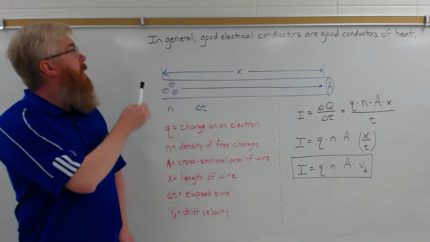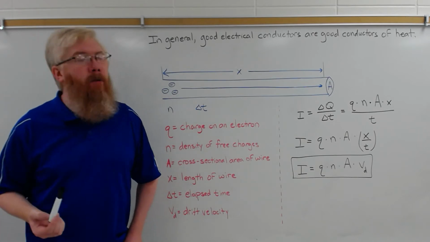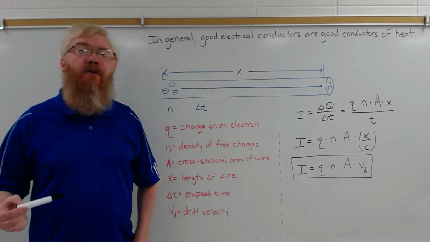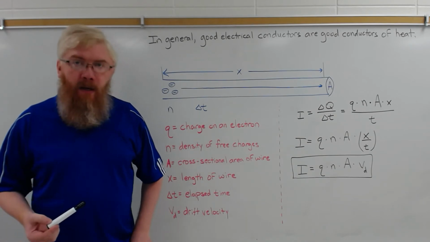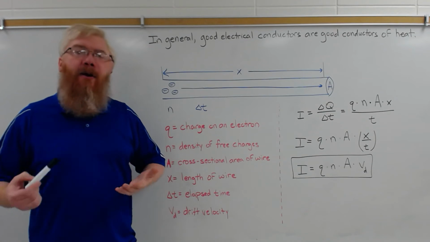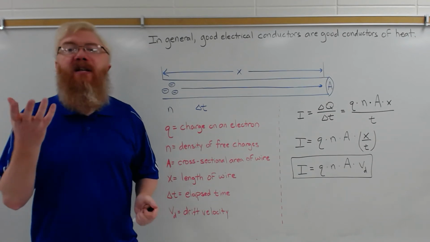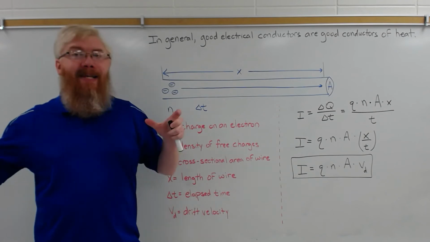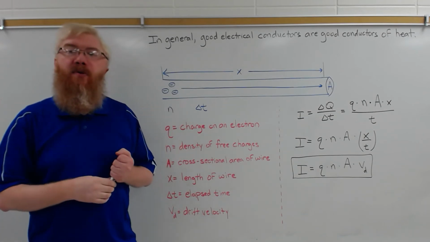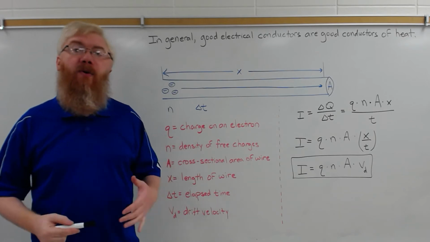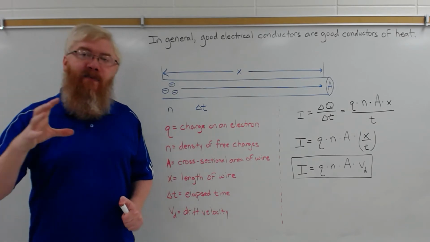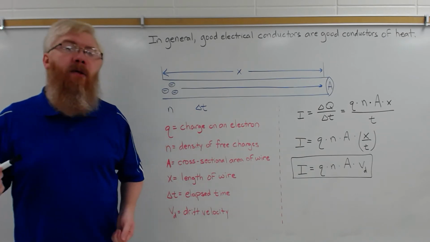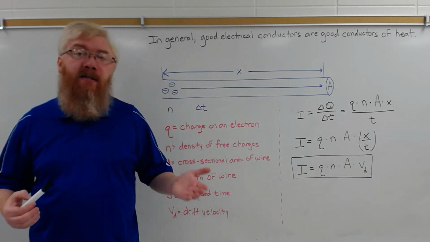But first, your book talks quickly about, in general, things that are good conductors of electricity are also good conductors of heat. And the way to think about that is things that are good conductors of electricity have free electrons. Those free electrons are free to flow. So it's easy for electrons to flow through the material. That material is an electrical conductor. If it's difficult for electrons to flow through a material like glass or plastic, those materials we call electrical insulators.